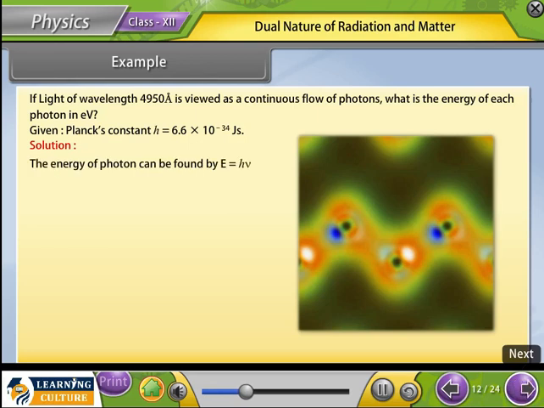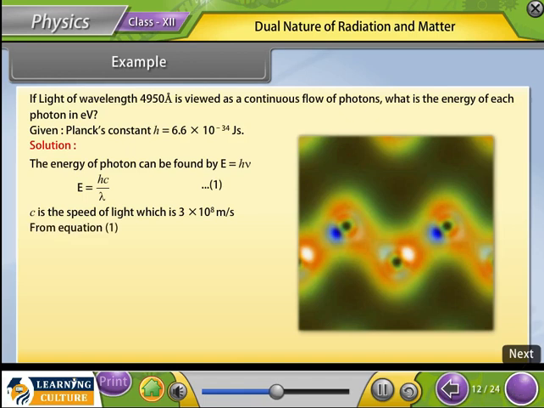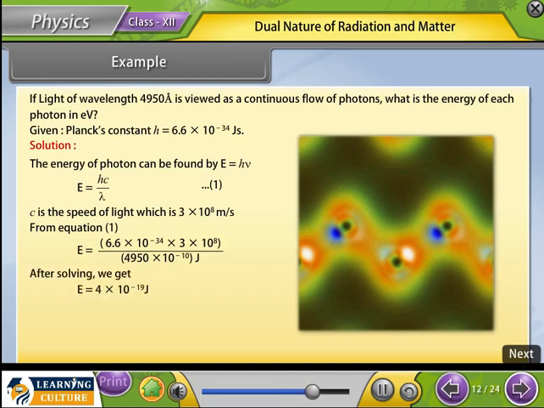Solution: the energy of a photon can be found by E equals h nu, so E equals hc by lambda. Name it as equation 1. c is the speed of light, which is 3 × 10^8 meter per second. From equation 1, E equals 6.6 × 10^-34 into 3 × 10^8 by 4950 × 10^-10 joule. After solving, we get E as 4 × 10^-19 joule.